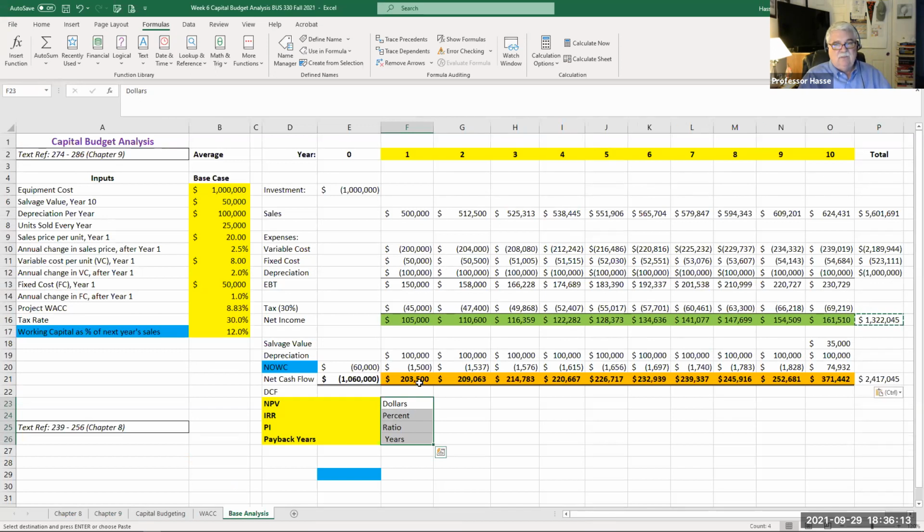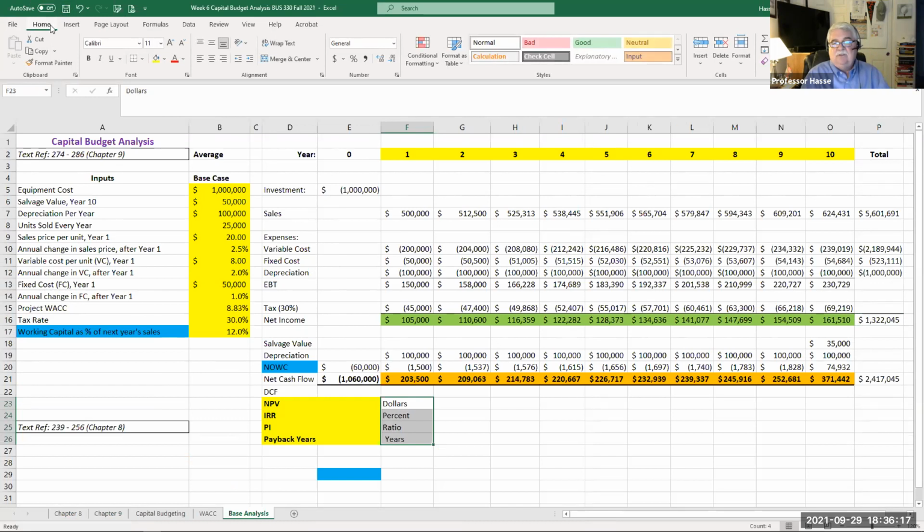Now, before I do that though, does anybody have any questions on how I came up with this $2.4 million of project cash flow?